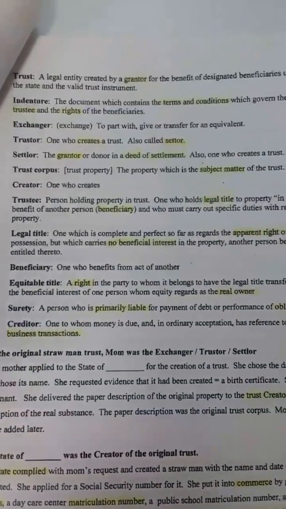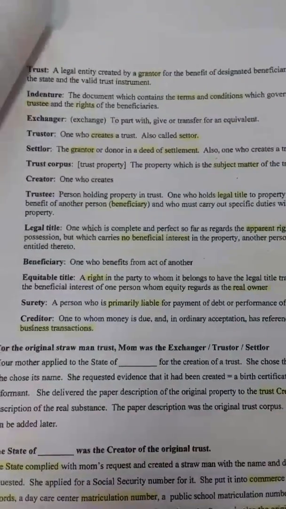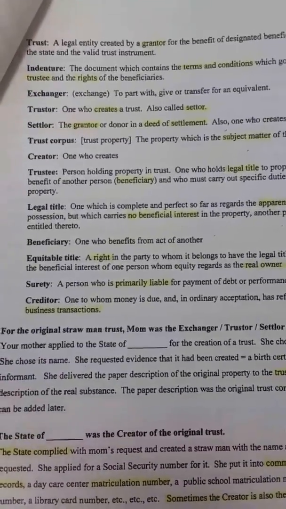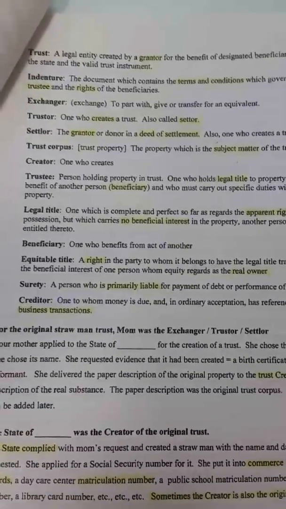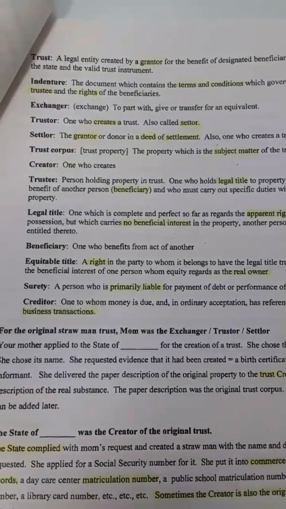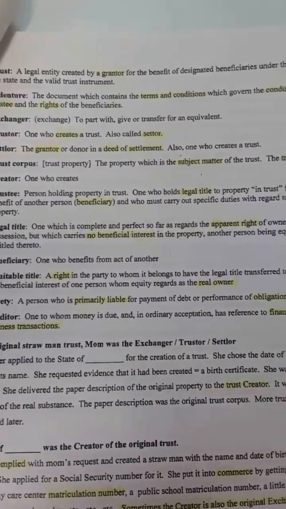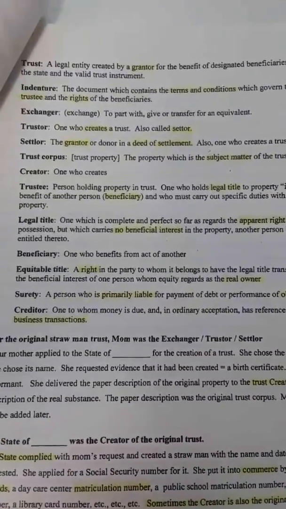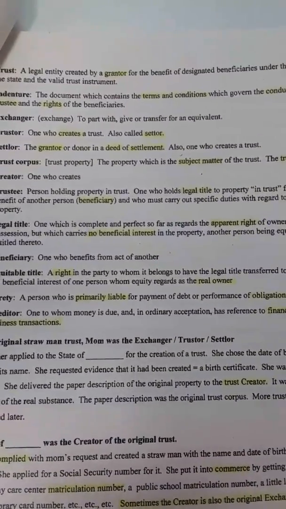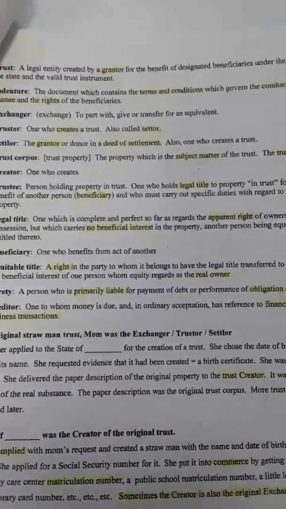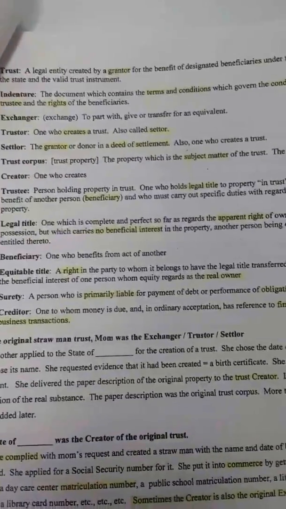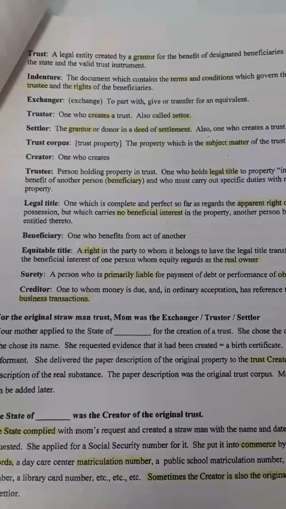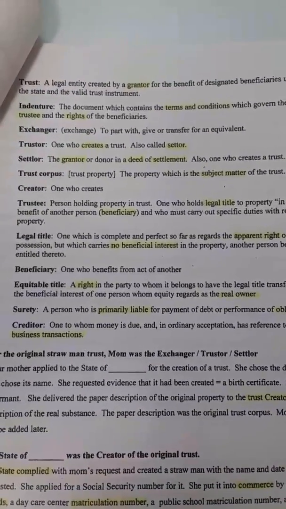Beneficiary: one who benefits from the act of another, which would be the trustee, because the trustee works for the beneficiary. Surety, no, sorry, equitable title: a right in the party to whom it belongs to have the legal title transferred to him, or the beneficial interest of one person whom equity regards as the real owner. So the trustee is not the owner. The one who holds equitable title is the owner, and that usually is the grantor.